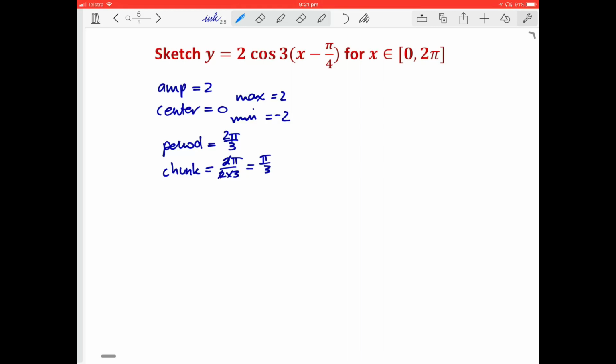Is that right? No, I times it by 2 when I was supposed to times it by 4, because a chunk is divided by 4. So 2 pi on 4 times 3, they're going to cancel. I'm going to end it with a 2, so pi on 6. And our translation is pi on 4 to the right.